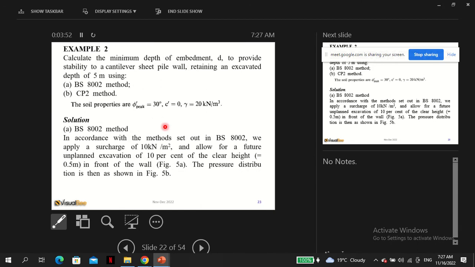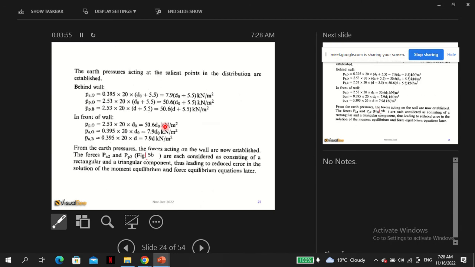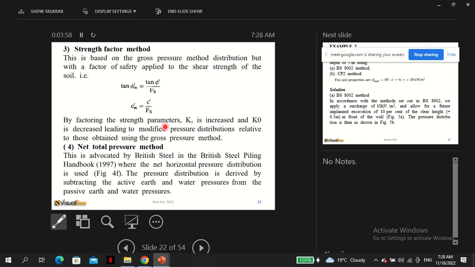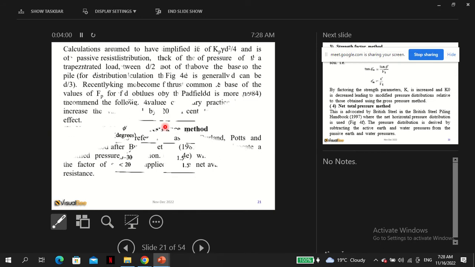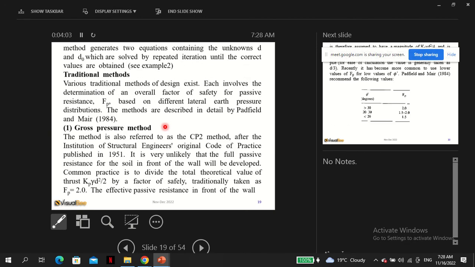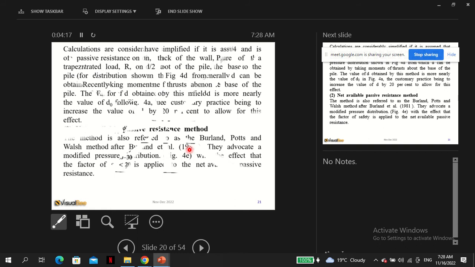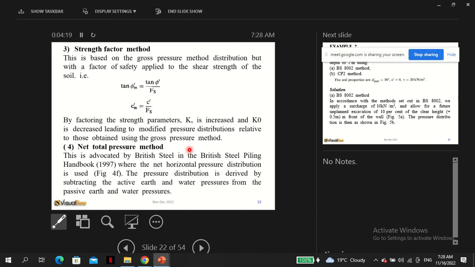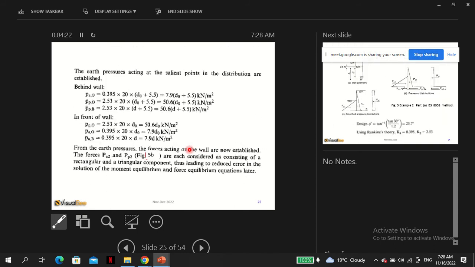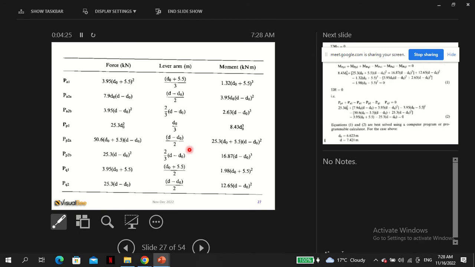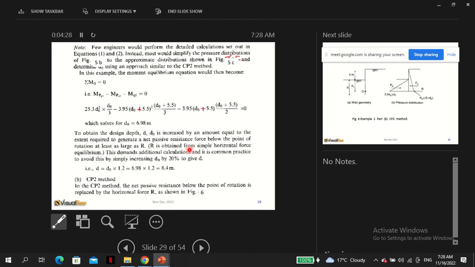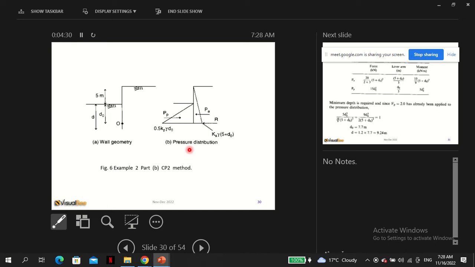If you read it through here, in practice we divide the theoretical value by 2, by a factor of safety of 2. That factor only applies to the passive side, and we also reduce that passive force by a concentrated load. So that's the idea. Please note this difference.